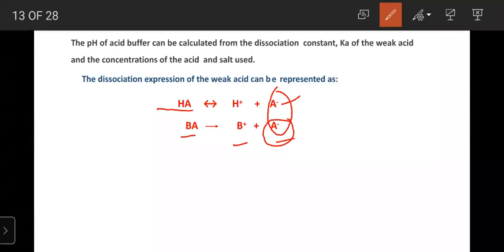What about in the first case? As I told earlier, BA is a salt of a strong base, and salt undergoes complete dissociation. So in solution, this A minus ion will be present in large quantity. I'm asking, what about this first one? What is the effect of this?